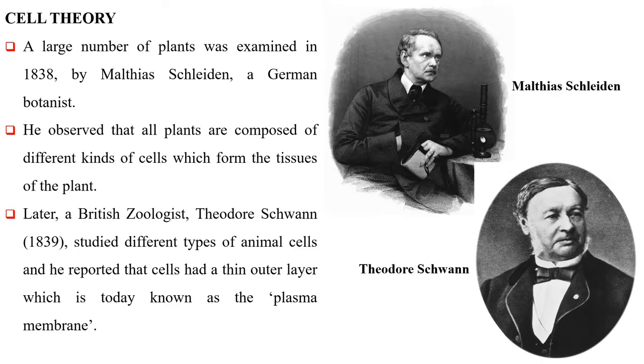Cell theory. A large number of plants were examined in 1838 by Matthias Schleiden, a German botanist. He observed that all plants are composed of different kinds of cells which form the tissues of the plant. Later, a British zoologist, Theodore Schwann, studied different types of animal cells and he reported that cells had a thin outer layer which is today known as the plasma membrane.